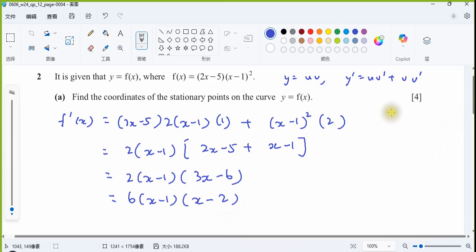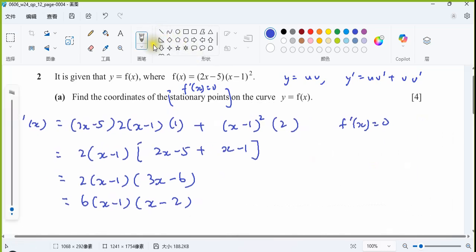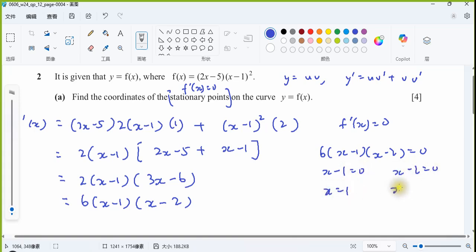So stationary point is when the first derivative equals 0. So we have f'(x) equal to 0. Okay, then we will have this 6(x - 1)(x - 2) equal to 0. So x - 1 = 0, x = 1; x - 2 = 0, x = 2. So f(1) is (2 - 5)(1 - 1)², which is 0.